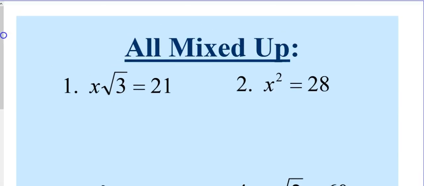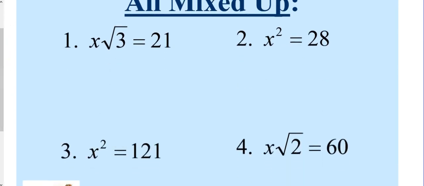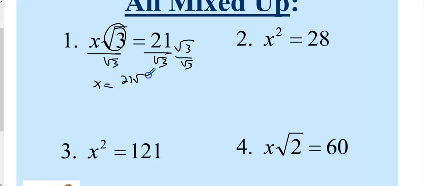All right, a little bit of everything. In this one, this is attached to the x by multiplication, so I divide. Don't have a lot of space here, so I'm just going to show this part here. You can do it either way. I end up with 21 root 3 over 3. Well, then this simplifies, because 3 goes into 21 7 times. I should just clean that up.